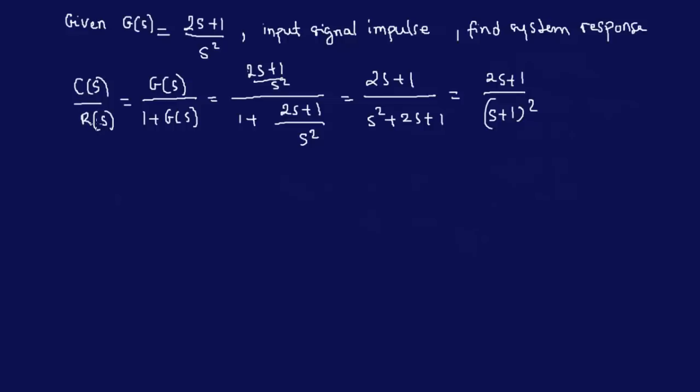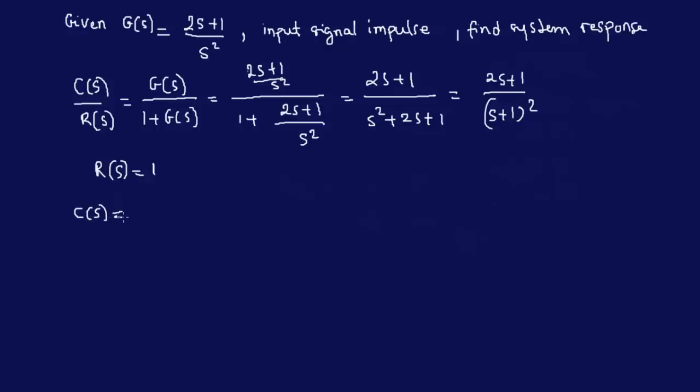R(s) is the input signal. Now we are told that the input signal is an impulse function, meaning that R(s) is equal to 1. In the previous video it was a unit step, that's why it was 1/s. Here it is an impulse, so that's equal to 1. So we have our closed loop transfer function.